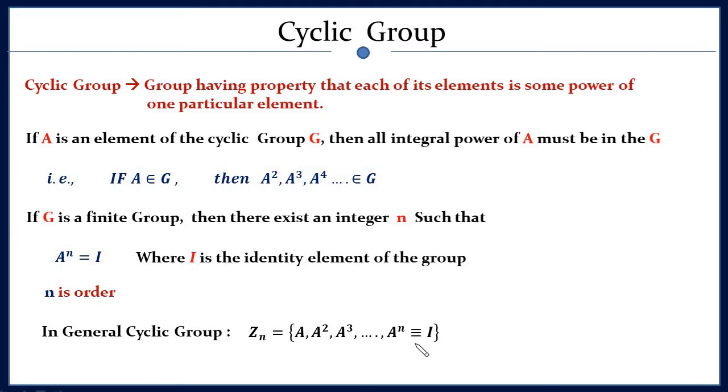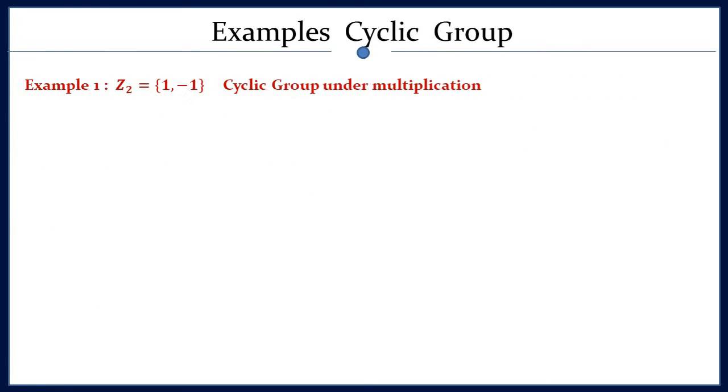Let's see a few examples in order to get a clearer idea. The first example, which I am calling Z2, contains two elements, 1 and minus 1, and I am saying this is a cyclic group under multiplication. Whether it is a cyclic group or not, the first question is whether it is a group or not. Let's verify whether it is a group, then we will go for the verification of cyclic.